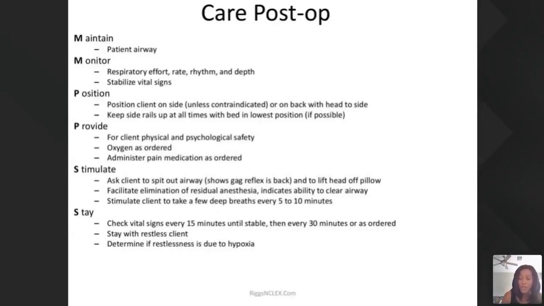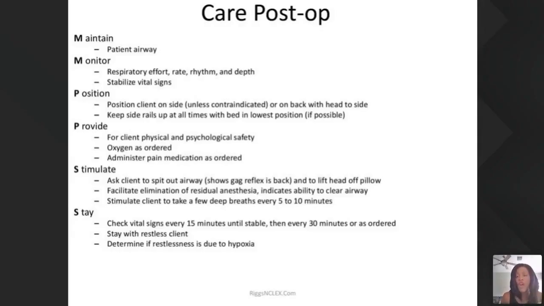Post-op, we have a little mnemonic for you. For post-op, MMPPSS, right? So post-op care is very important. Priorities are to maintain that airway. As a matter of fact, we don't transition you outside of the post-operative section to med-surg or back wherever. Sometimes we're sending you home, it doesn't matter. You're not able to even be transitioned to the next phase until these are maintained.